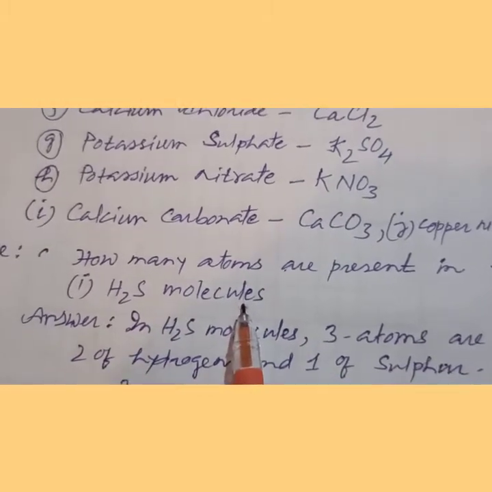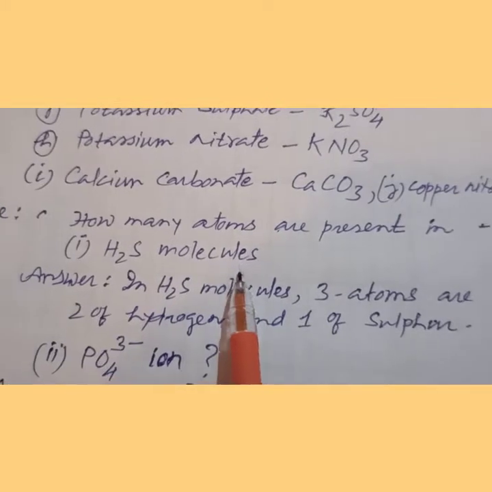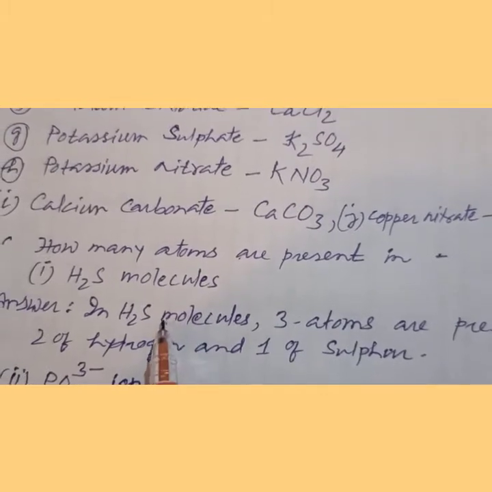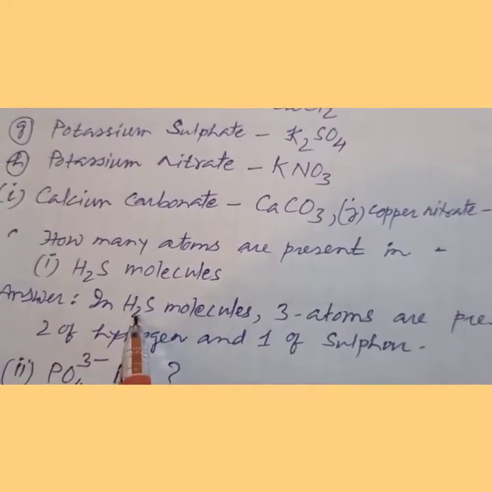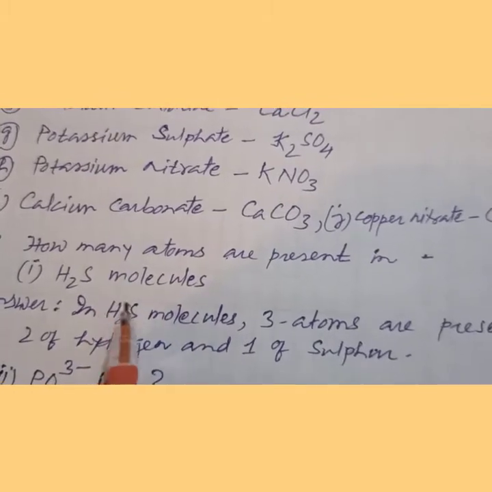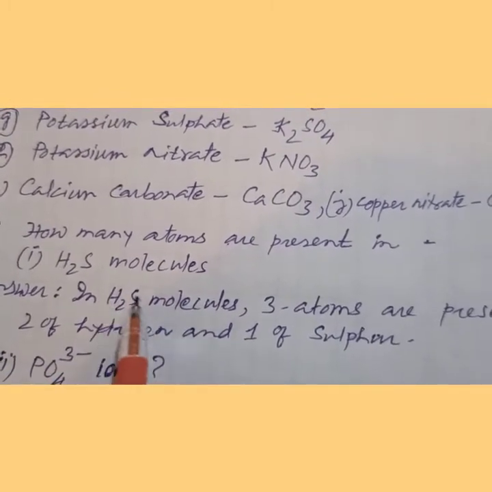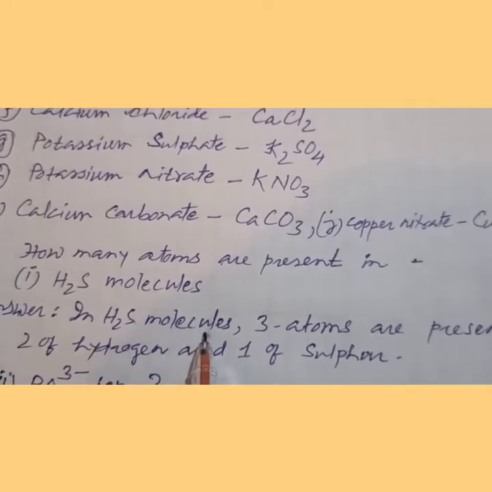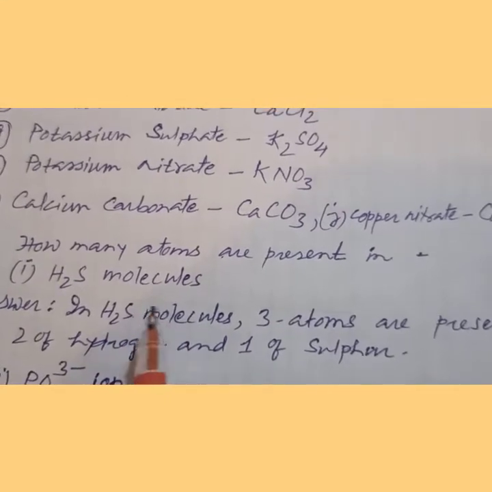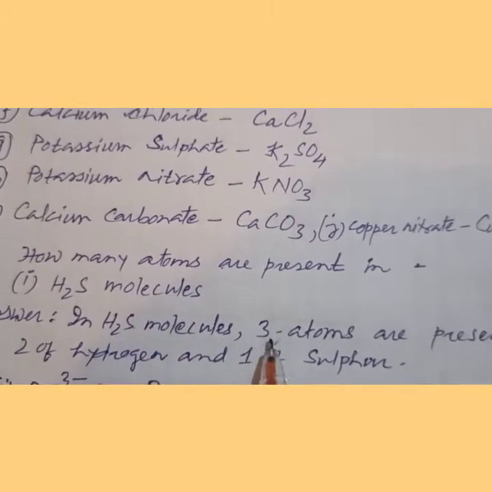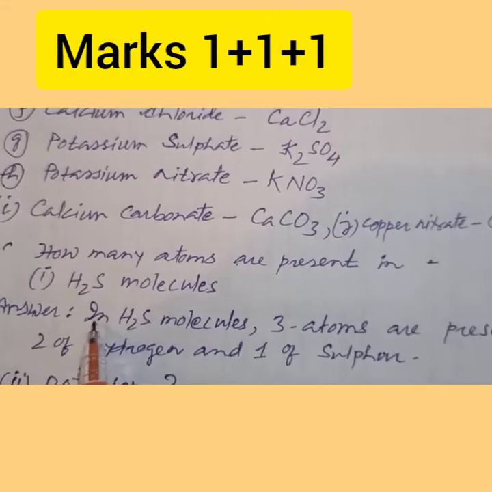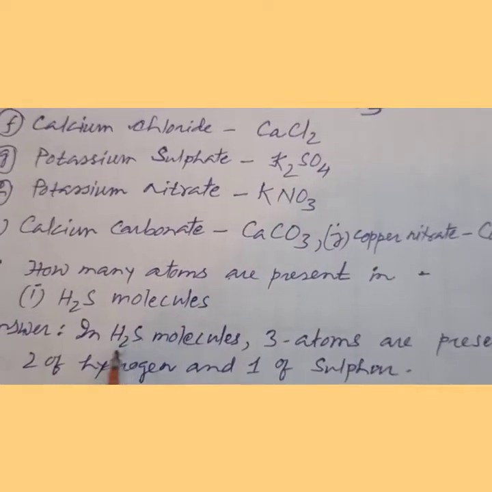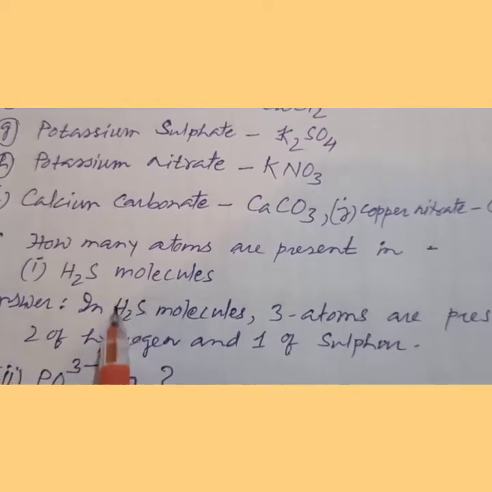Next, how many atoms are present in, suppose given, H2S molecule. H2S means what? Hydrogen sulfide, okay. So we know that in H2S molecule, that means hydrogen sulfide molecule, 3 atoms are there. The number of hydrogen is 2 and sulfur is 1. So altogether how many are there? Definitely 3. So you must write, in a hydrogen sulfide molecule, 3 atoms are present, and 2 of them are hydrogen and 1 is sulfur.